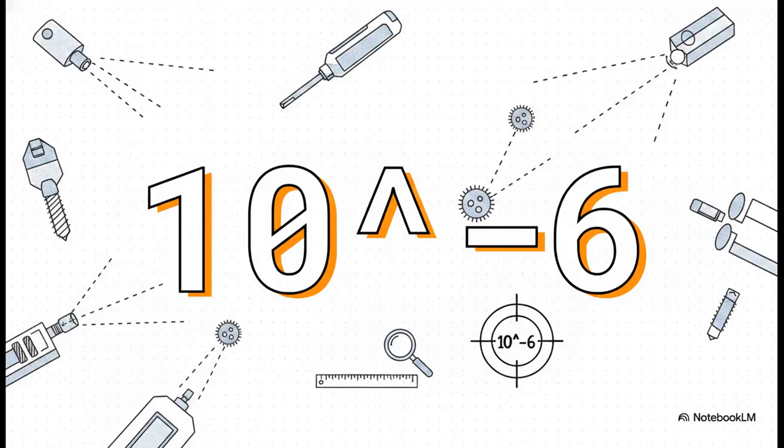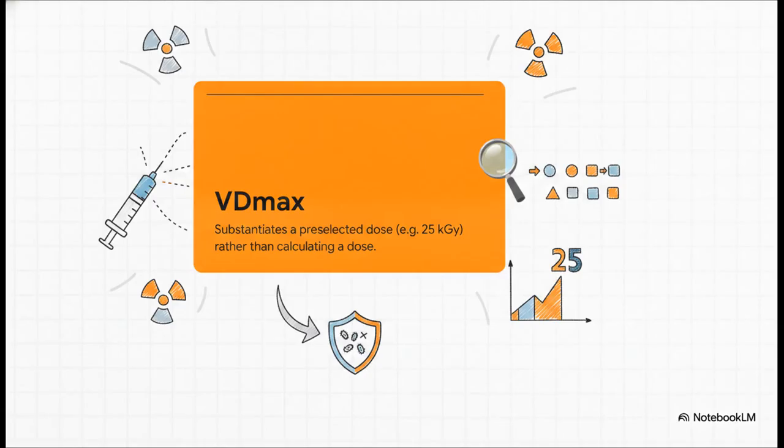But here's the thing. No matter which radiation source you use, absolutely everything we do in validation is calculated to hit this exact number, an SAL of 10 to the minus 6. That means a 1 in a million probability of a single viable microorganism remaining. Every single step of dose setting is engineered around hitting this precise target. And to get there, you have to establish your sterilization dose.